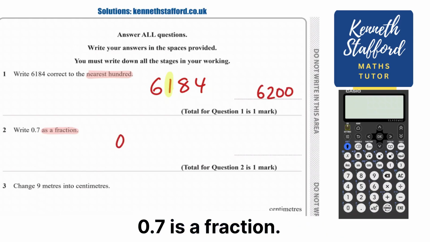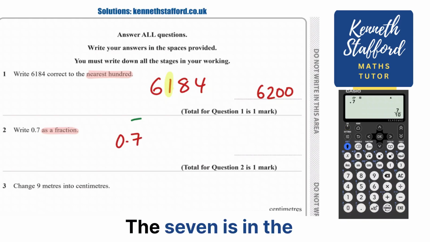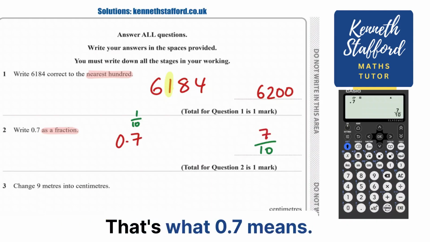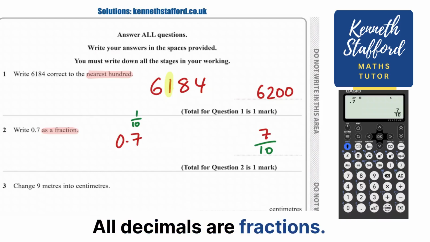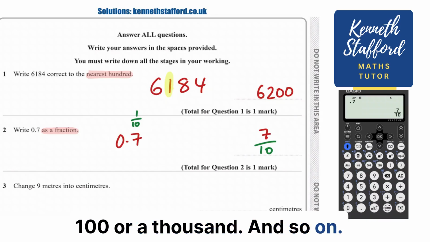0.7 as a fraction. Well, 0.7 as a decimal is a fraction. The 7 is in the tenths column. And how many tenths have we got? Well, we got 7. That's what 0.7 means. It means 7 tenths. All decimals are fractions. They're just out of 10, 100, or 1,000, and so on.